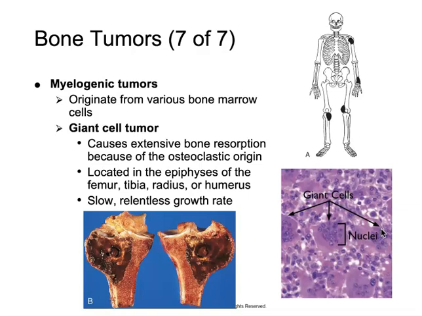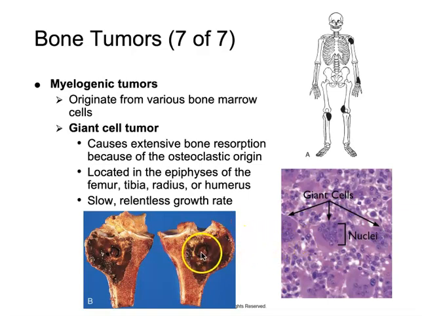We have myelogenic tumors, and these are going to originate from various bone marrow cells. And we have two main types. We have the giant cell tumor and a myeloma. And it typically happens in adults that are between the ages of 20 and 40 years old. And we see that it's more frequent in females. The pathophysiology here is that we generally are going to start off benign as a solitary tumor that's well circumscribed and originates from the osteoclastic cells, causing extensive bone resorption.